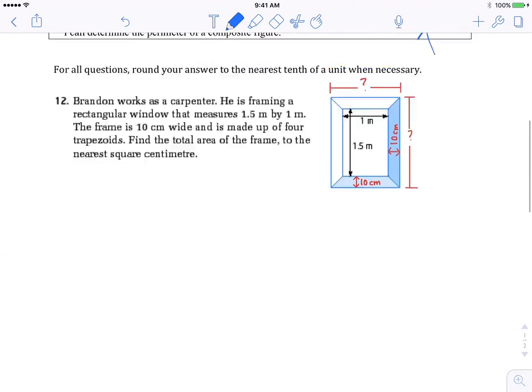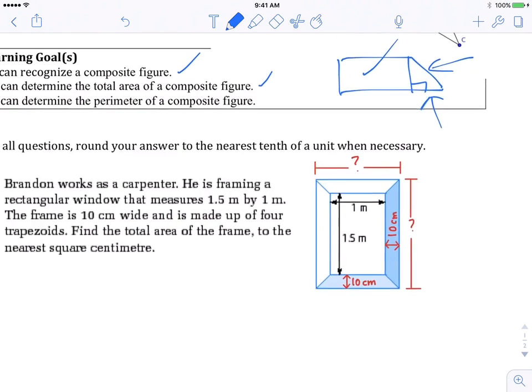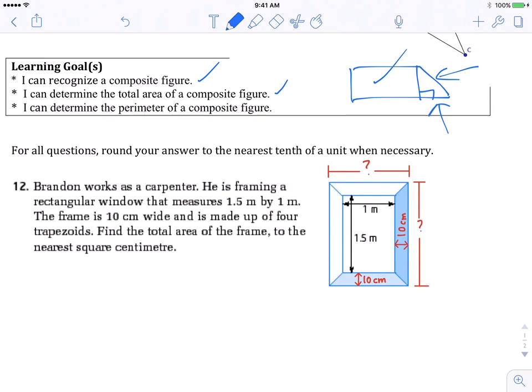In fact, this is actually the only question I have for you. So I'm going to leave this question to you to complete as homework for this lesson, and come to class prepared with this. But I'm giving you some hints here. So Brandon works as a carpenter. He's framing a rectangular window that measures 1.5 meters by 1 meter. The frame is 10 centimeters wide and is made up of 4 trapezoids. Find the total area of the frame to the nearest square centimeter.